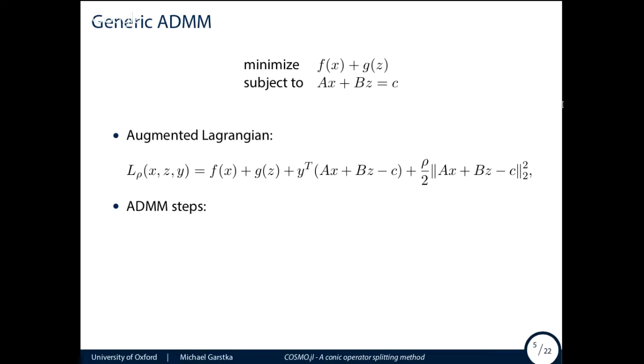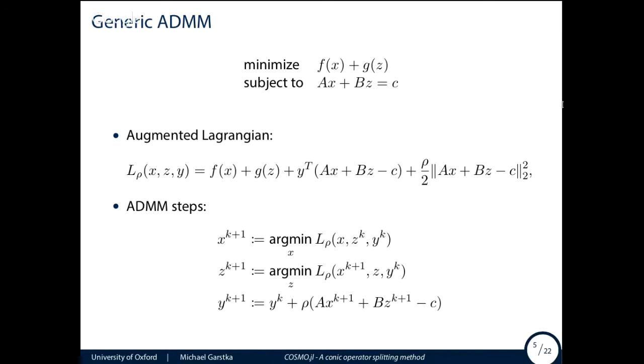And then ADMM always does the same three steps. In the first step, you take this augmented Lagrangian and you minimize it with respect to x. And that gives you your x iterate. The second step is you minimize it with respect to the second variable, z. And the last step is to update the dual variable. So that's quite a simple algorithm. And we take this algorithm and apply it to the problem format that I just showed you. So remember, we need to split the objective function into two parts, f and g.